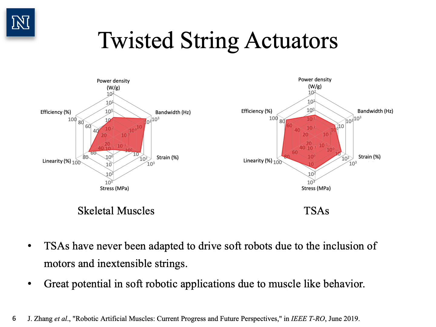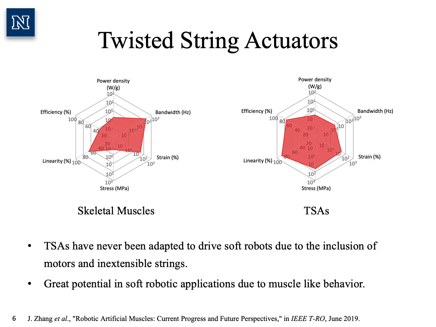Despite having many desirable properties, TSAs have never been applied before to drive soft robots, mainly because of the inclusion of motors and inextensible strings. Despite inextensibility, the flexibility of the strings could be sufficient to facilitate inclusion in soft robots. Furthermore, by using stretchable strings, the compliance of TSAs could be further enhanced. However, including motors into the design of a soft robot could be potentially challenging.